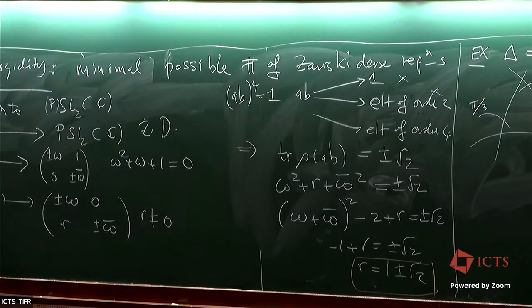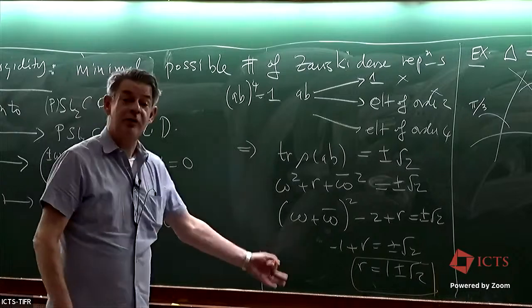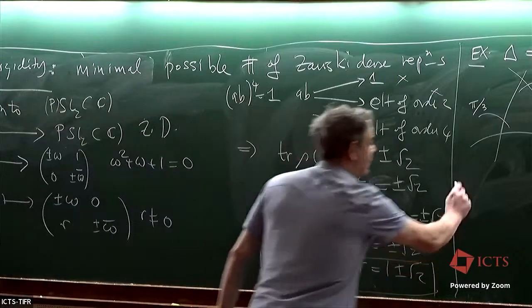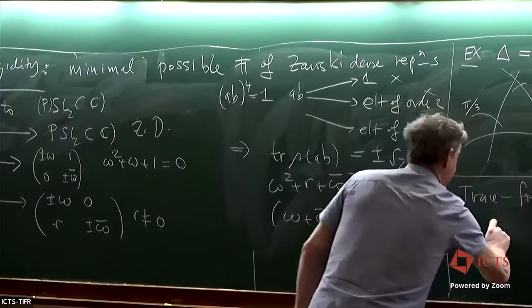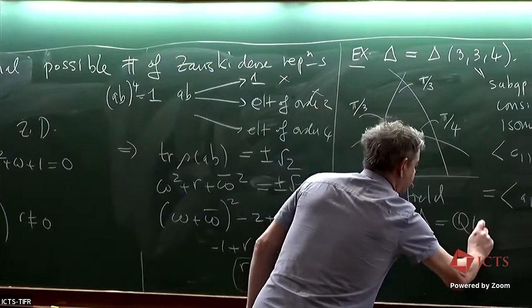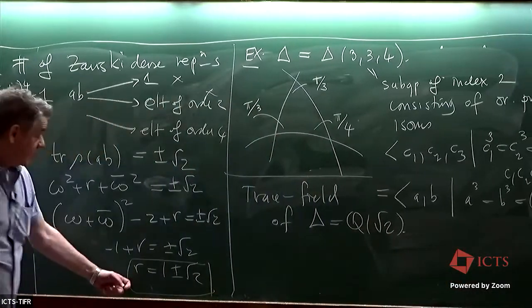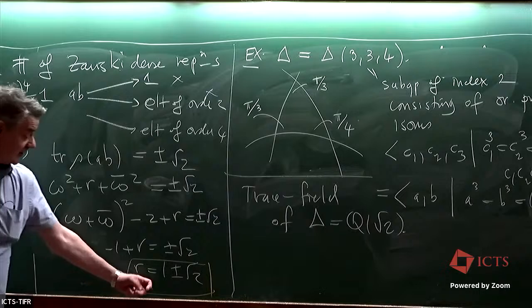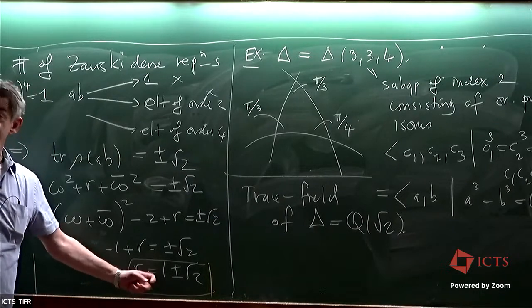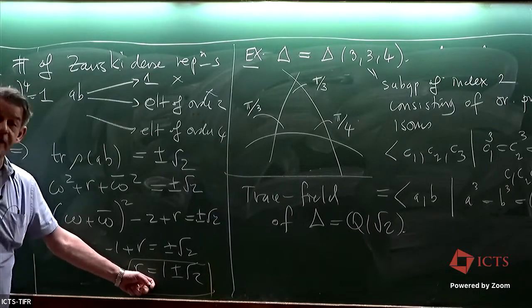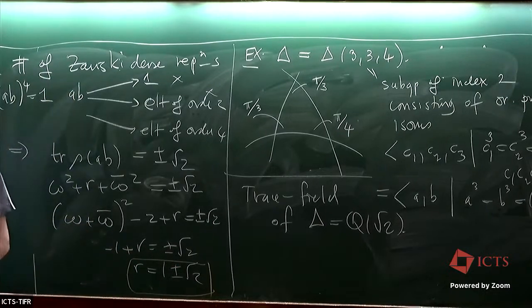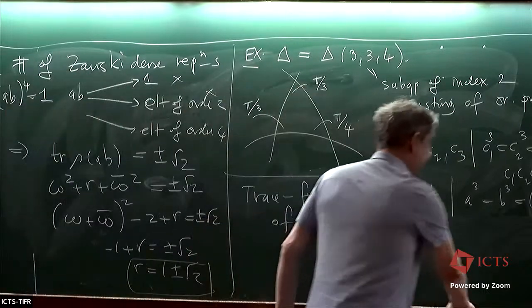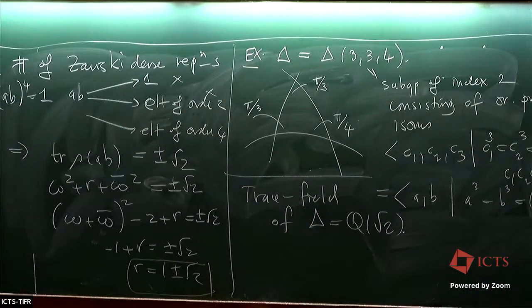What's the trace field of this group? The trace field is just Q adjoined root 2. That's all that it is. So the trace field of delta is Q adjoined root 2. So by seeing the minimal number of representations, that's what we're seeing here. We're seeing the faithful discrete representation and one other representation. And this is an artifice of the fact that this delta is arithmetic. And as Rajan was saying this morning, there is a quaternion division algebra lurking around.